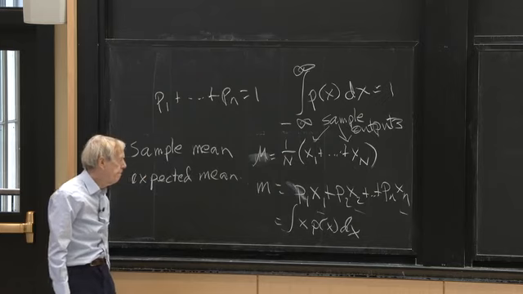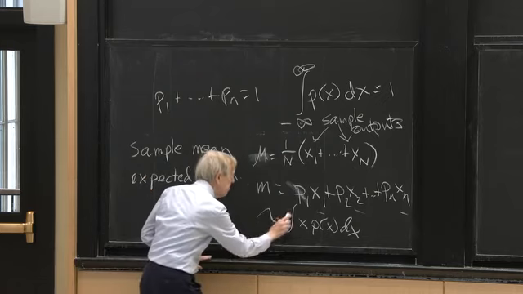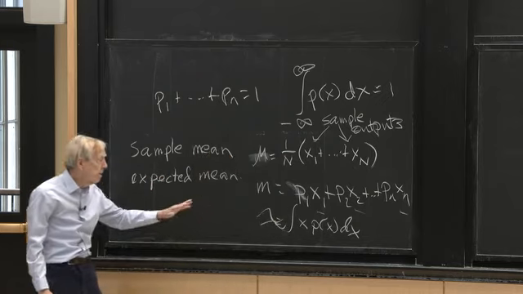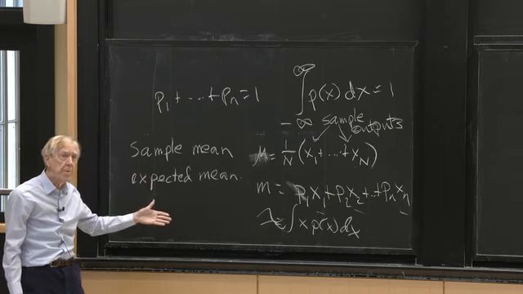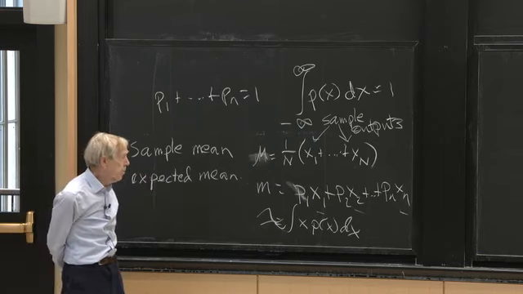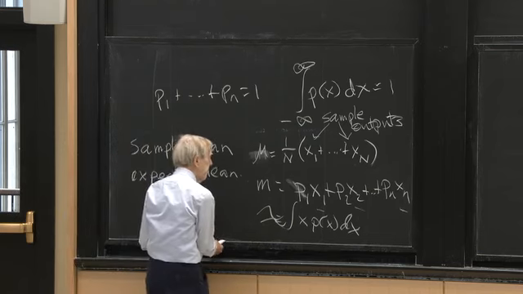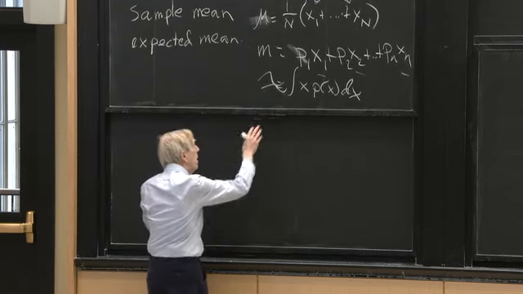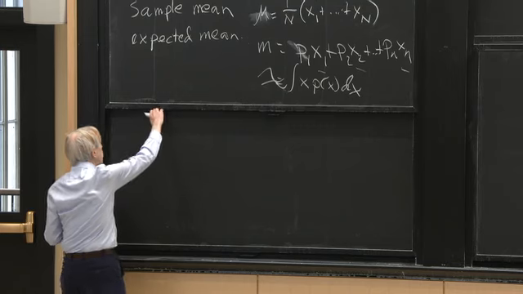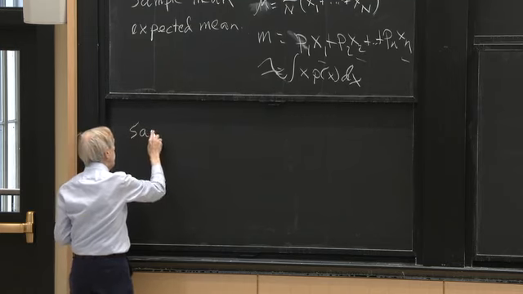Right. So let me just say by analogy, you should know what the continuous version is and what the discrete version is. Okay, that's the mean. Okay. Now for variance. Sample variance.